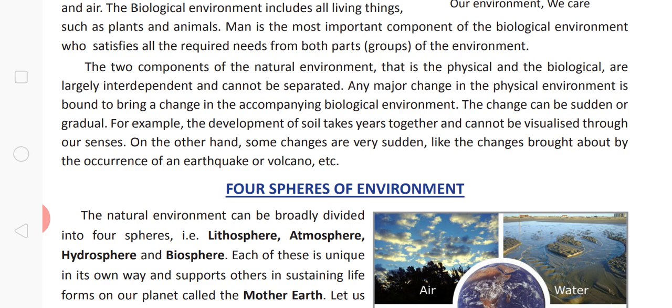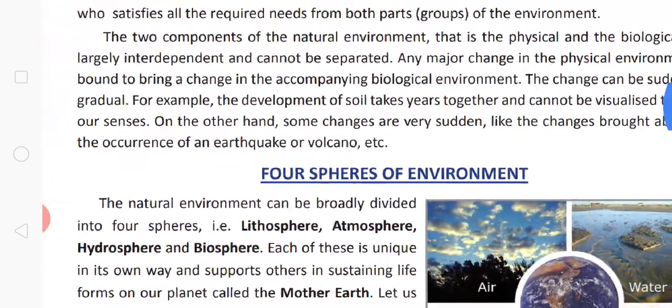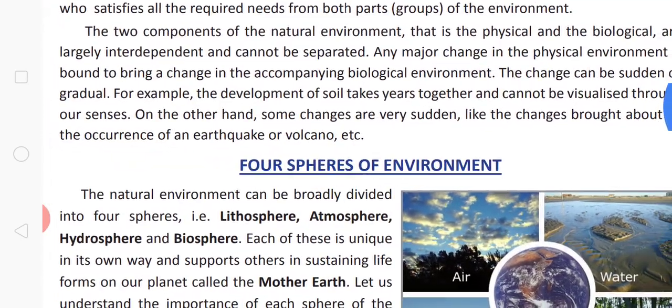And whenever we are talking about fast change, here are some examples. On the other hand, some changes are very sudden. Sudden means very sudden, you can see it with your naked eye. Like the changes brought about by the occurrence of an earthquake, suddenly the earthquake occurs, or a volcanic eruption. These are examples of sudden changes.